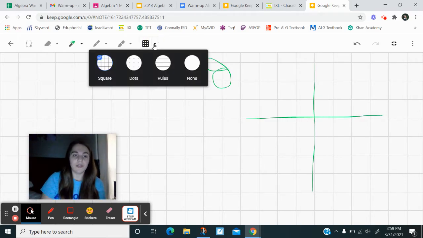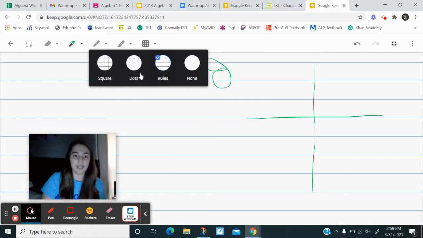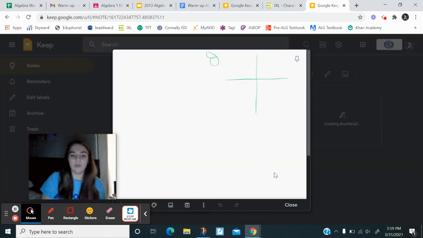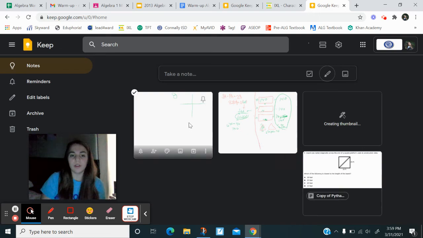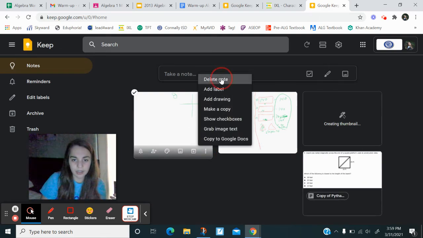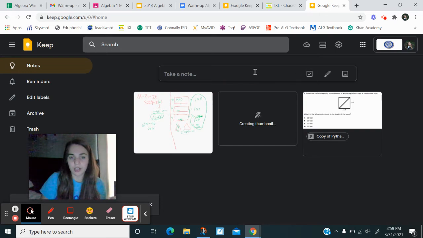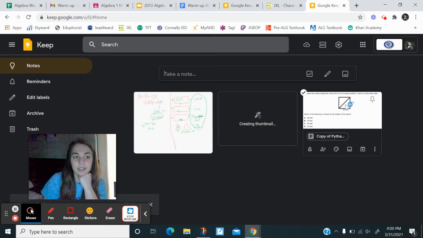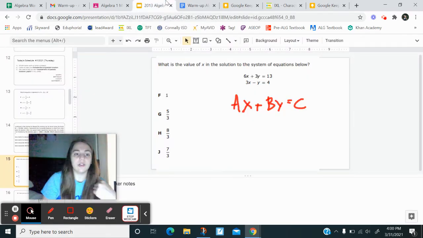Sounds good? If you ever wanted to use this for anything else, you can also use rulers or notes. If you ever wanted to use Google Keep for actual notes, you could. I don't need that to be there, so I'm just going to delete that note. You can actually make a note by typing, okay? So it's pretty nice. Anyways, back to what I was saying over here.